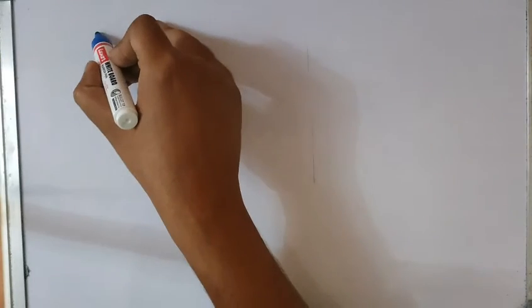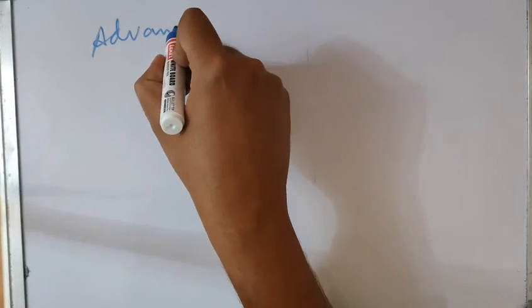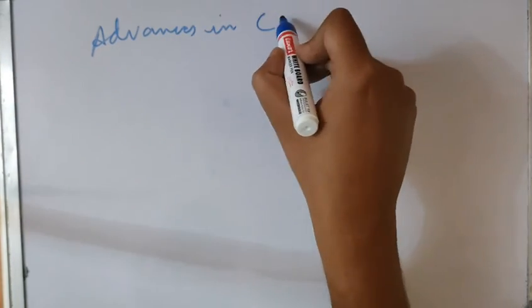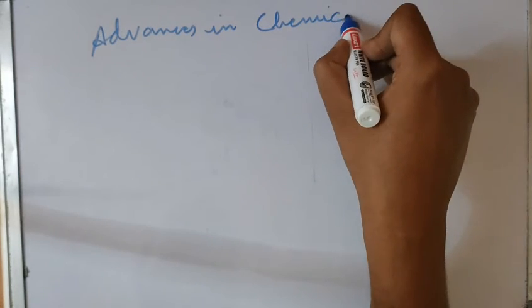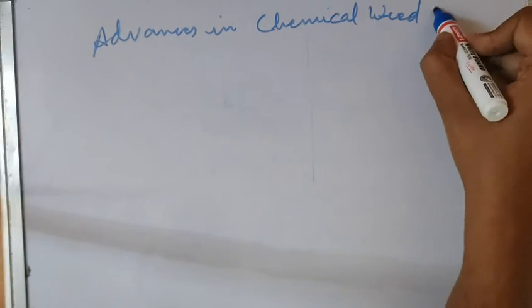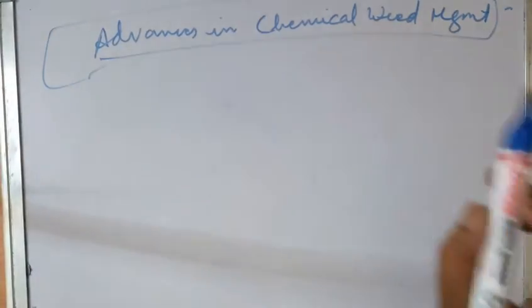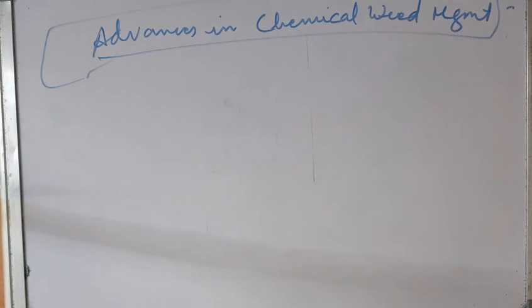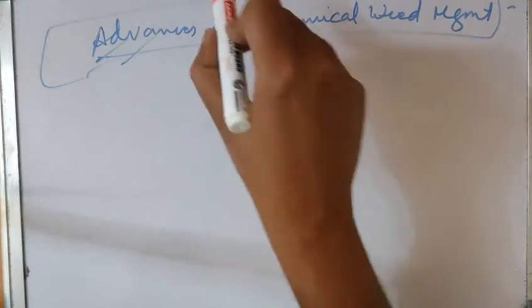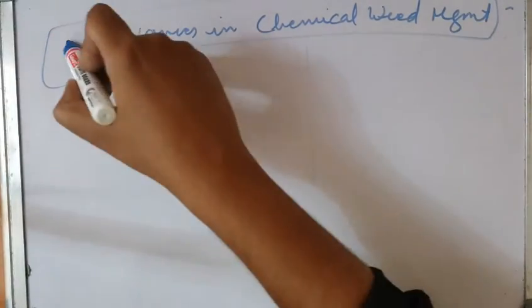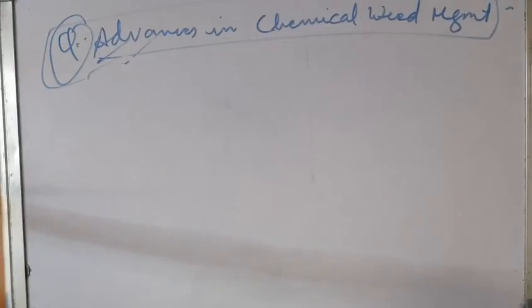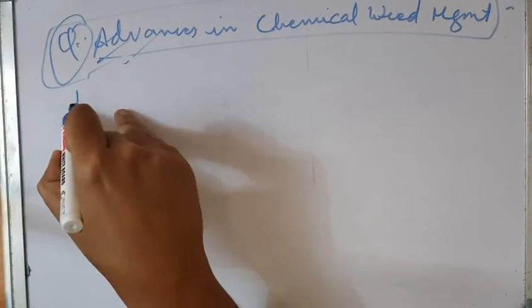Now to the last topic of today's lecture, that is advances in chemical weed management. So we are using chemical weed control from just after the Green Revolution only. We are using a high amount of chemicals, but we have made certain advances in recent times. It was asked in previous years, that is why I am dealing with it here. So what are those advances?